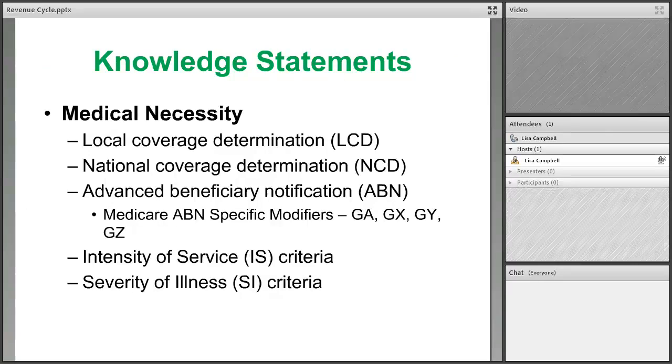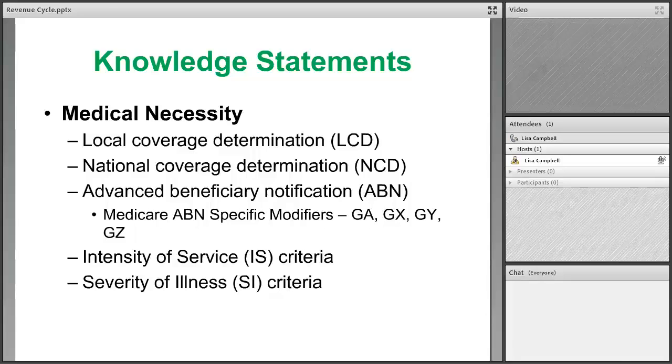So let's look at some knowledge areas that you need to know as it relates to the revenue cycle. You guys have an excellent textbook for the revenue cycle before taking the RHIT exam. I would highly recommend that you reread that textbook because it really does lay a great foundation in terms of the revenue cycle and what you need to know for the exam.